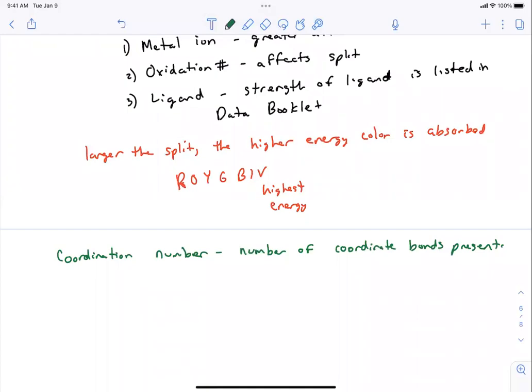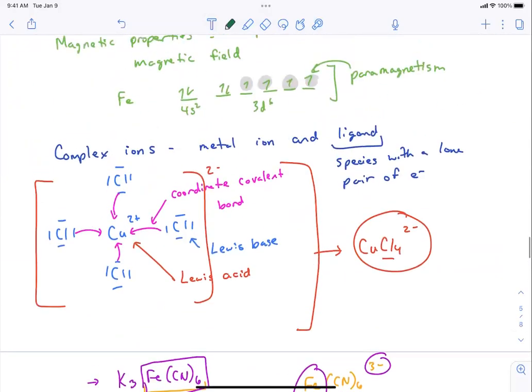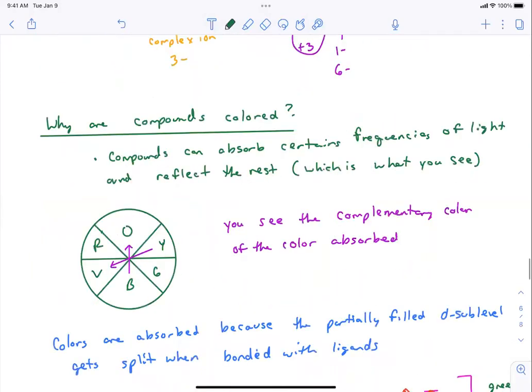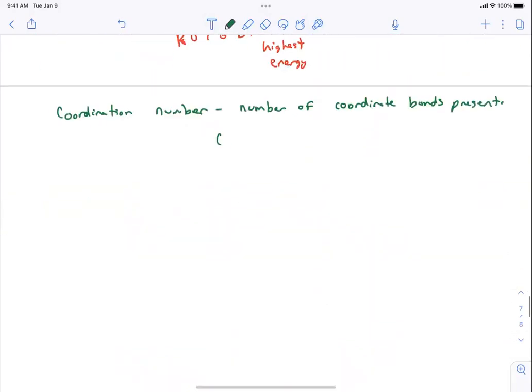So when we look at this diagram right here, the coordination number is based on how many pairs of electrons are actually bonded to it. This has 4 Cl's bonding to it with each contributing a pair. So the coordination number on the copper would be 4, because there's 4 coordinate bonds with it. So for CuCl4, it would be a coordination number of 4.